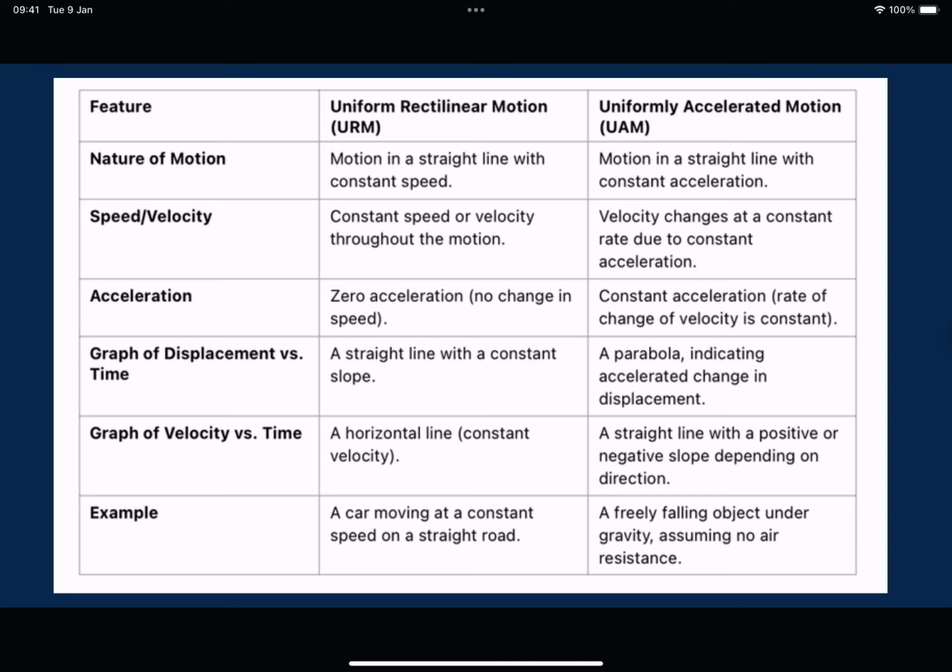Now I will choose a random person so that they can give me a quick overview of whatever I have explained regarding uniform rectilinear motion and accelerated motion. Okay, so let's choose Alvina. Could you please turn on your mic?